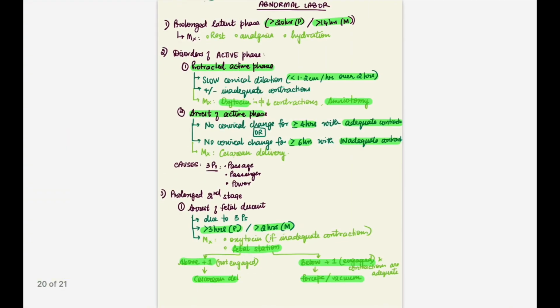So today we basically went through the phases of normal labor, and then we also went through the abnormal labor and how to manage each of those phases.